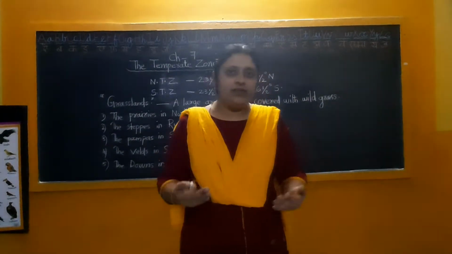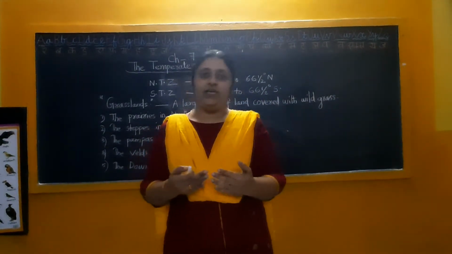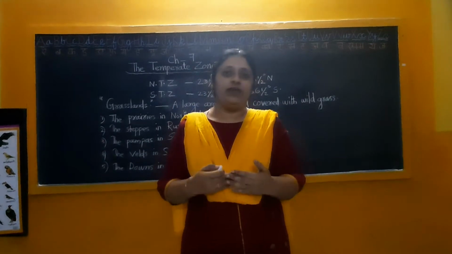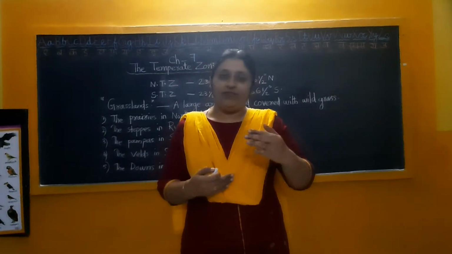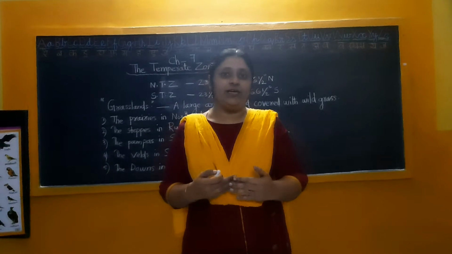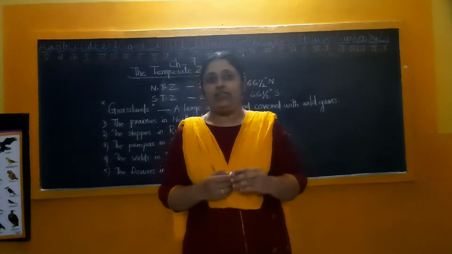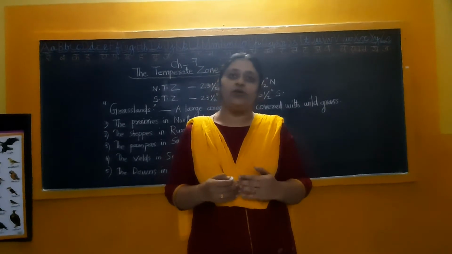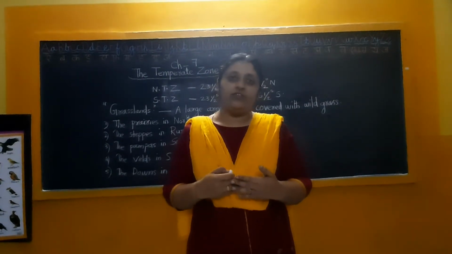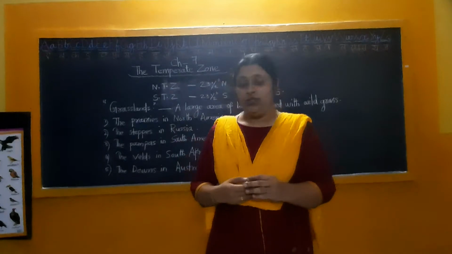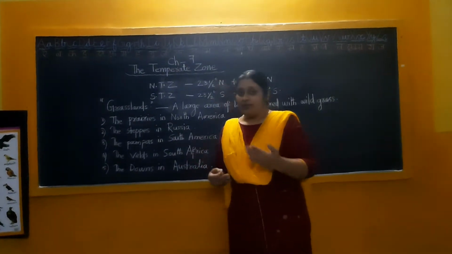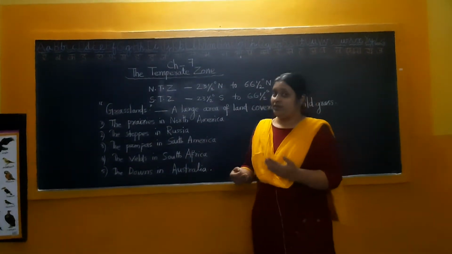We already learned a little about the temperate zone. A moderate climate will be there in the temperate zone. Due to its location, it is divided into two parts. The first one is the north temperate zone. The second one, in the southern hemisphere, is the south temperate zone. So let us see where this temperate zone is located.